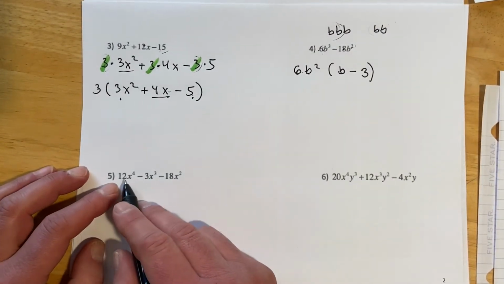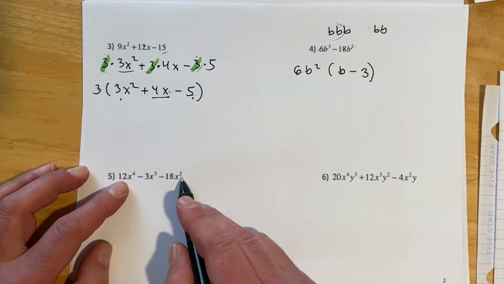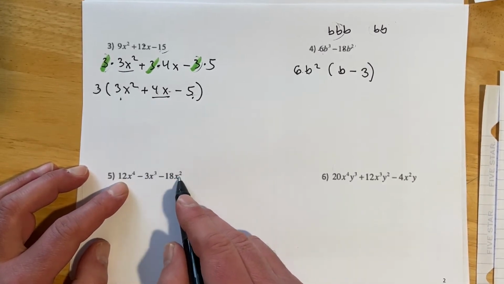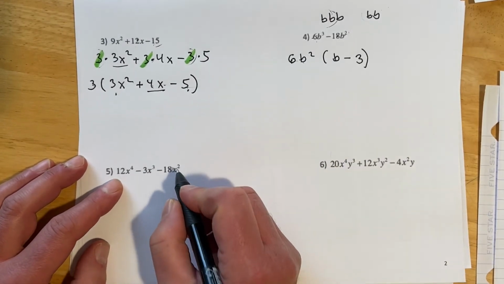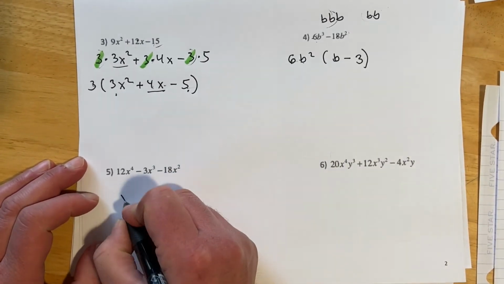This next one, in terms of the x's, we have x to the 4th, x cubed, and x squared, in case that's a bit small to read. So x squared will be our common there.